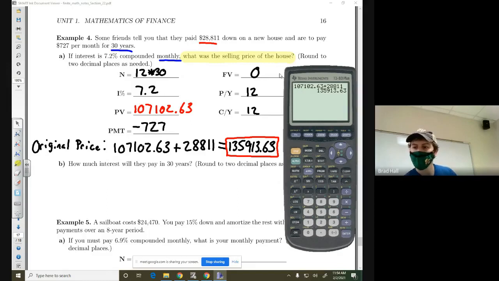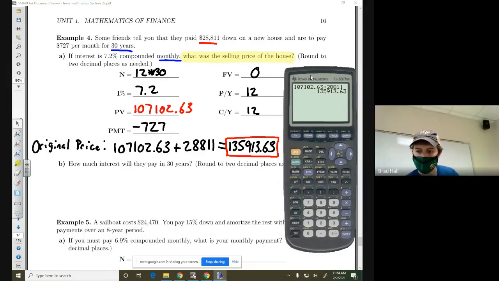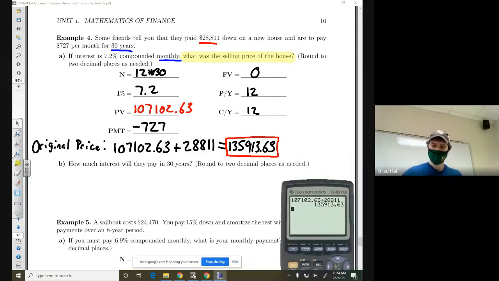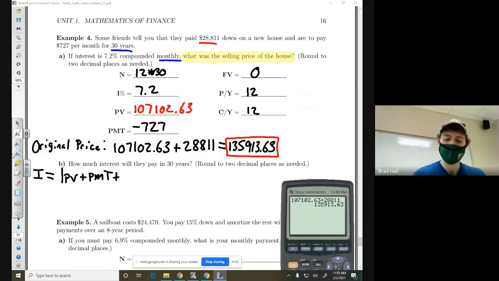Example 4, let's go back to example 4, part B, and just figure out that interest, which is still going to be the same. Down payment or not, interest is still solved the same exact way. The interest is the absolute value of whichever value was non-zero, between PV and FV. So that's PV plus PMT times N.